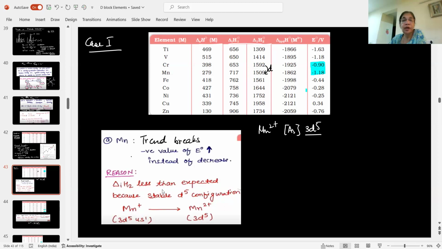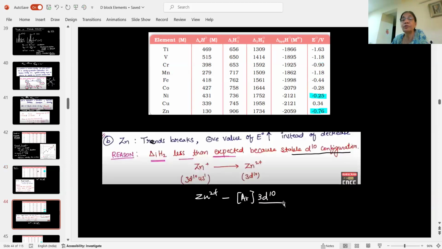The delta H2 is less than expected because of the stable d5 configuration. Anything relating to manganese is always about the d5 configuration. So here also for Mn to Mn2+, the energy required is very small because from an unstable configuration, it jumps to a stable configuration. Since one of the values here is changed, that is why the E value is more negative than the previous one.